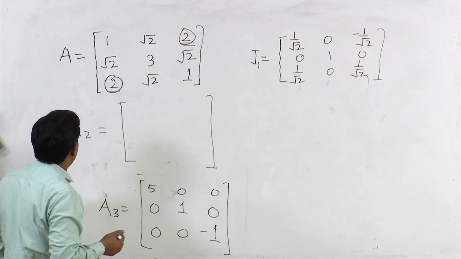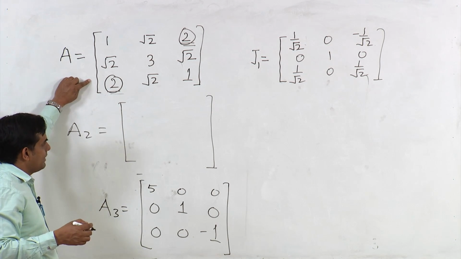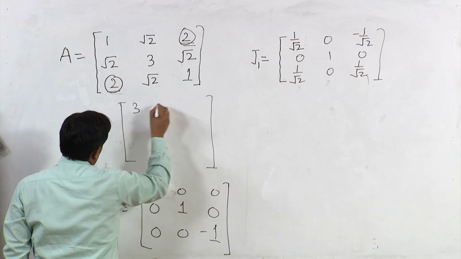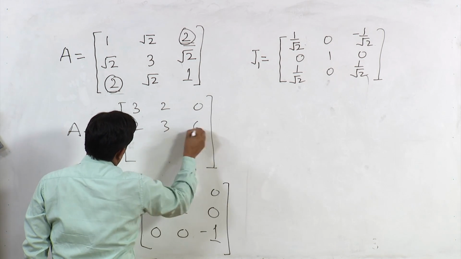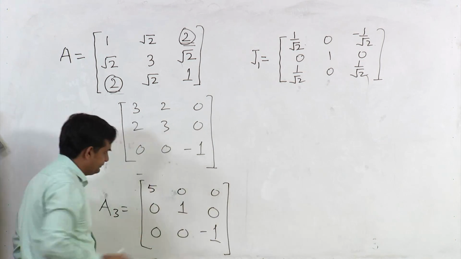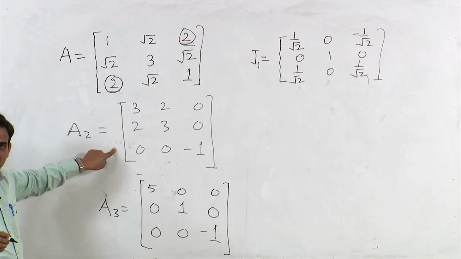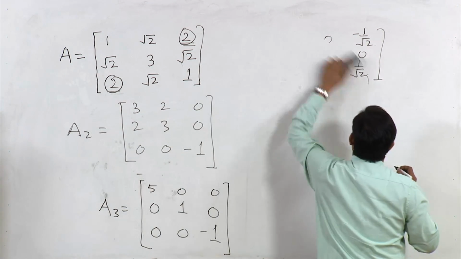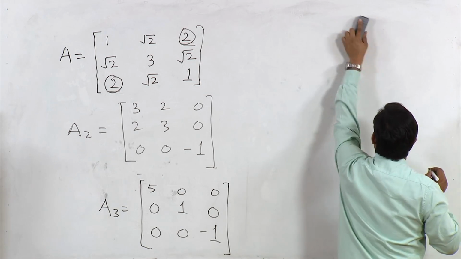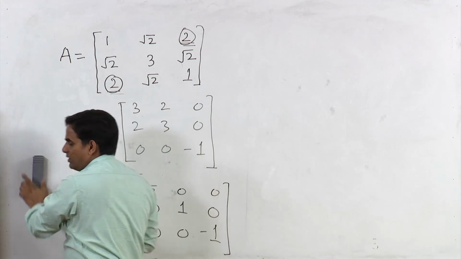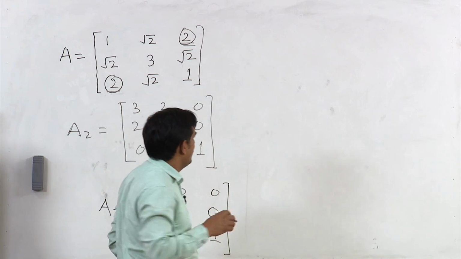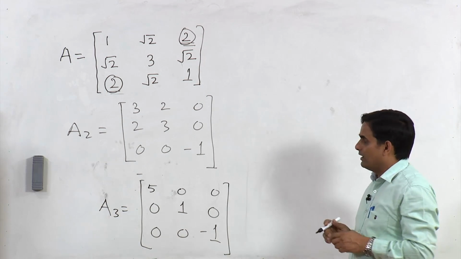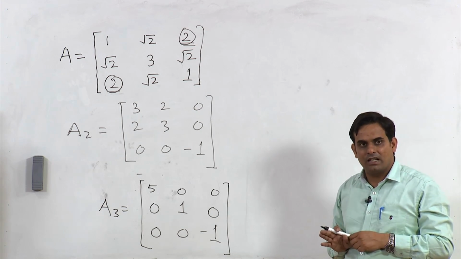Let me write A2 here, which I obtained just by applying J1 transpose A J1 on A. So, it was something like 3 2 0, 2 3 0, 0 0 minus 1. So, from here I came here and from here I came here. Now, if you remember the previous lecture, there we talked about the Gershgorin theorem. So, let us see how eigenvalues or Gershgorin circles are changing in different iterations of the Jacobi method.